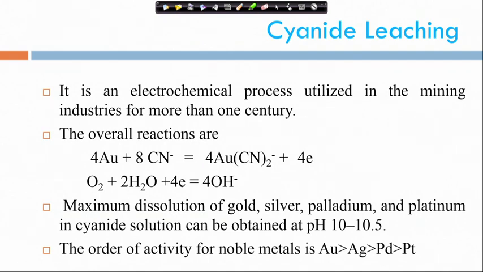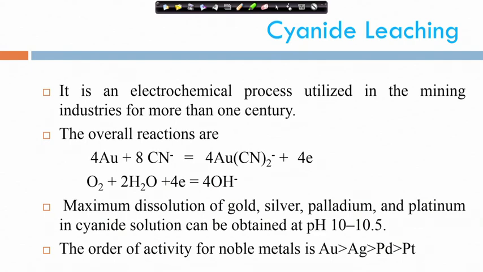It is an electrochemical process and it has been used in the mining industry for more than a century. Its overall reaction is that gold reacts with cyanide and produces a gold cyanide complex, and basic conditions with OH minus are also produced. So the gold present in solid form in the electronic waste or in the ore gets dissolved into liquid form.